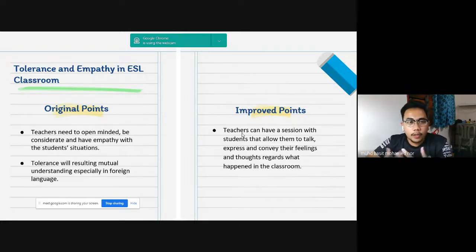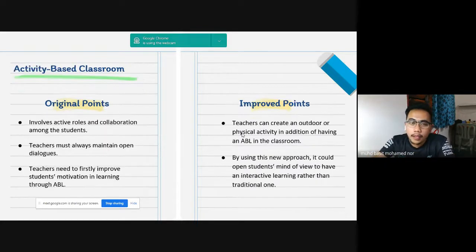And I think that this is a very good point, because we have students in class who are very shy to talk. And I think that this is a very good opportunity for them to cultivate tolerance and empathy in an ESL classroom. Next one is activity-based classroom.